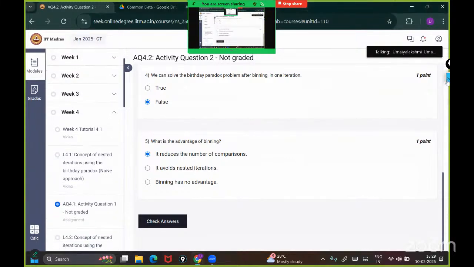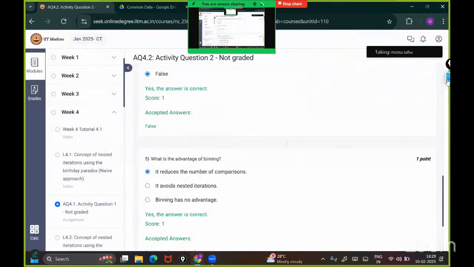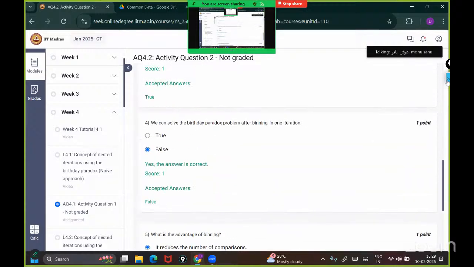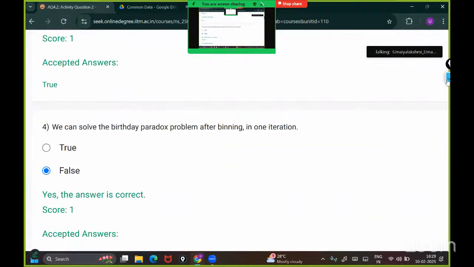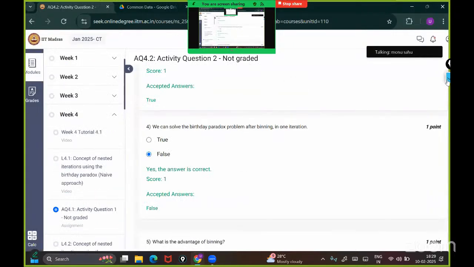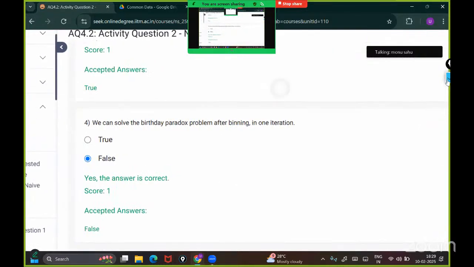Okay, let me check the answers here. In question number 4, if we have done binning, can I solve the birthday problem in one iteration? How can you do it in a single iteration? First, you have to take one card, and that particular card has to be checked with all the other cards, right? In the first iteration we are doing binning. So we have already binned, which means the first iteration is completed, I think.